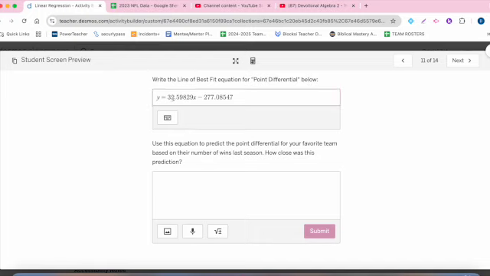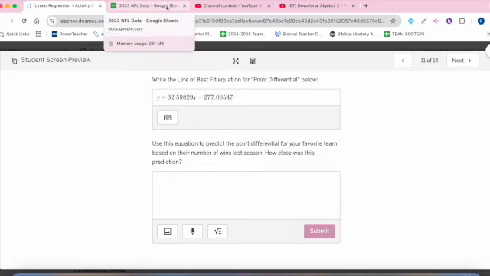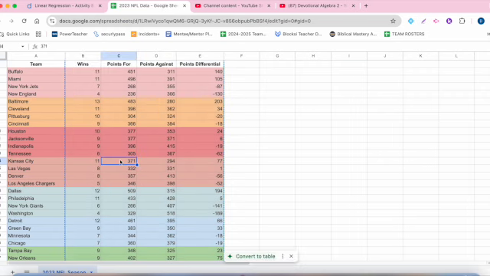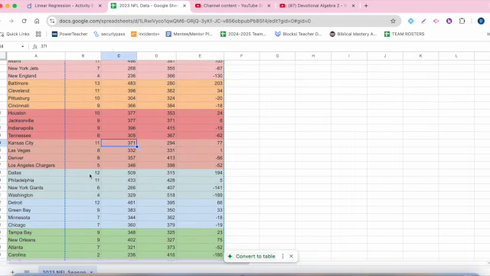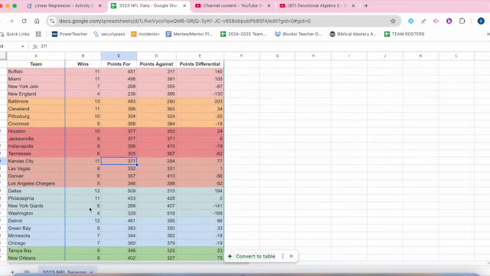This function gives me the relationship between the number of wins a team has and their point differential. It says use this equation to predict the point differential for your favorite team based on their number of wins last season. Well, I'm going to be honest. My favorite team is the New York Giants. And so I'm going to go back and see how many wins did they have in 2023? They had a whopping 6 wins.